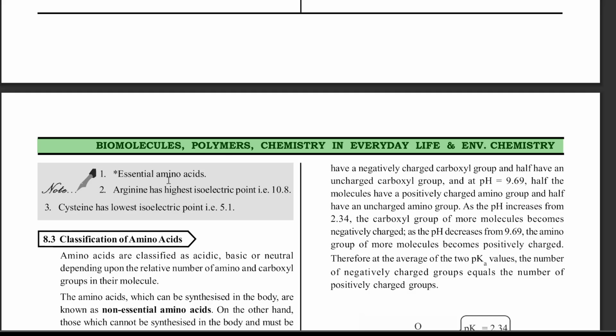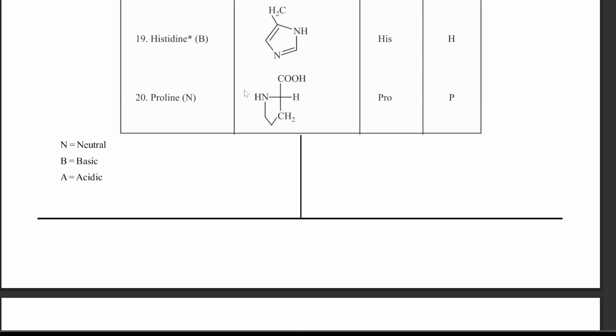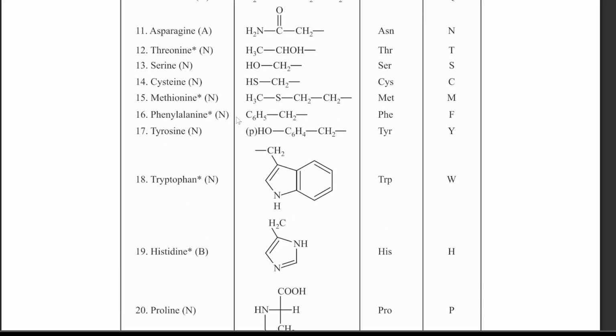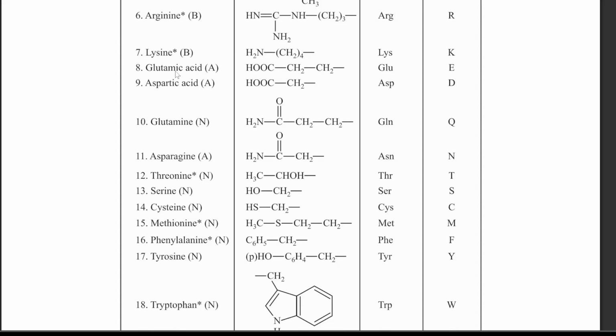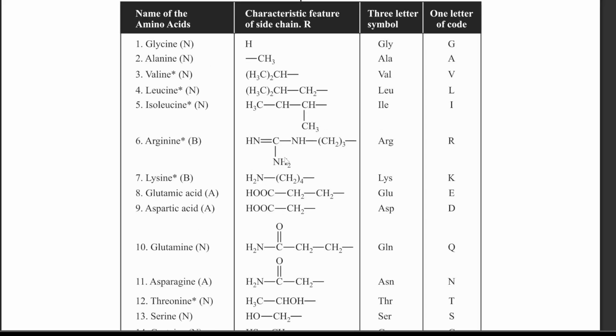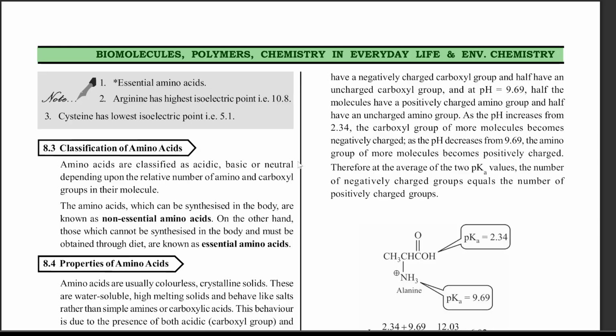Now all the essential amino acids in the given table have been marked with a star. These acids need to be obtained through the diet and our body cannot produce them on its own, such as histidine, tryptophan, phenylalanine, methionine, threonine, lysine, arginine, isoleucine, leucine, and valine. These are essential amino acids which cannot be produced within our body.